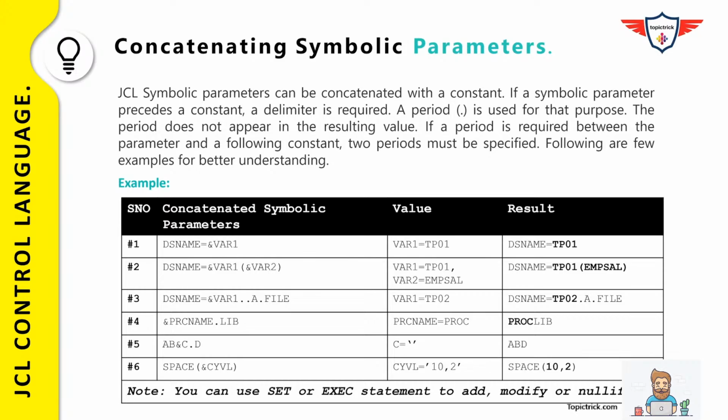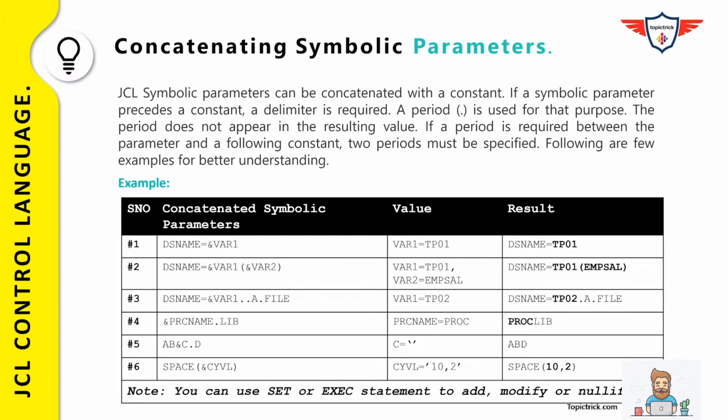Now let's go through the following example table to understand how you can concatenate symbolic parameters to accomplish your requirement. This table includes 4 different columns. The first one is the serial number, the second one is the concatenated symbolic parameters, the third column is a value column that outlines the values which will be assigned to these symbolic parameters.